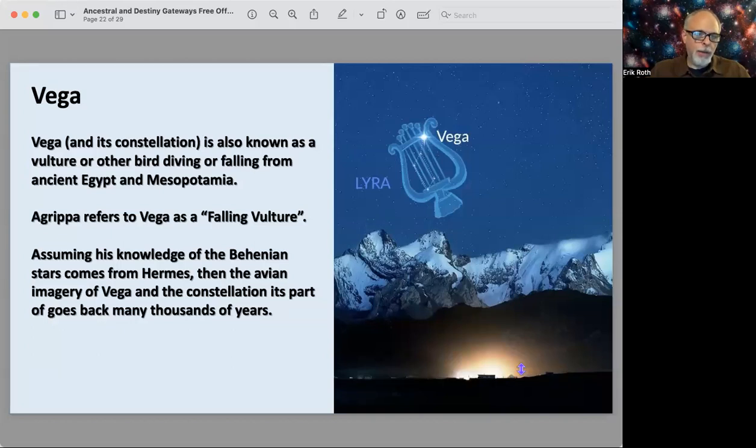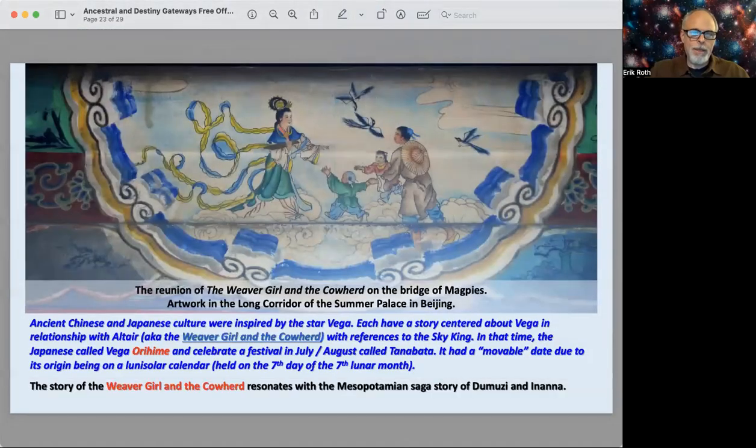The avian imagery of Vega and this constellation goes back many thousands of years. Like a lot of these constellations, the stories have carried forth for countless generations. We just happen to be at this time where we're still receiving all of that knowledge, all of those stories, which started with oral traditions and then eventually got recorded on paper and other writing receptacles. So we get to benefit from a lot of that right now.